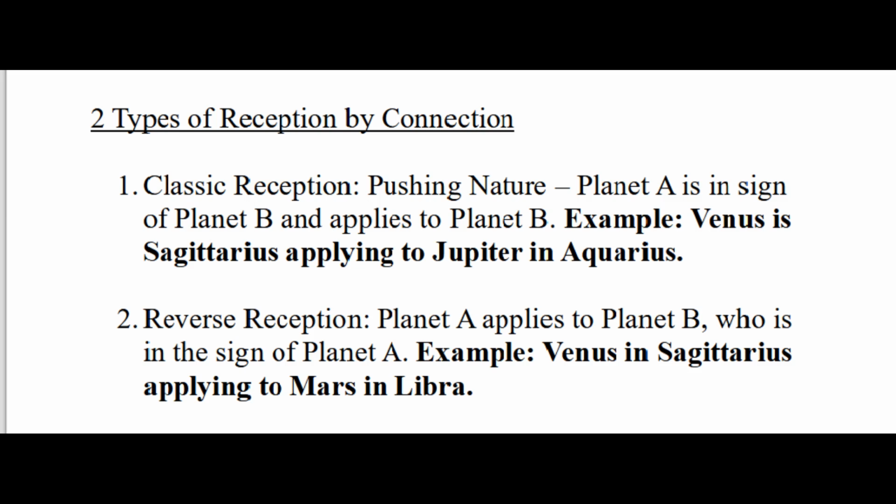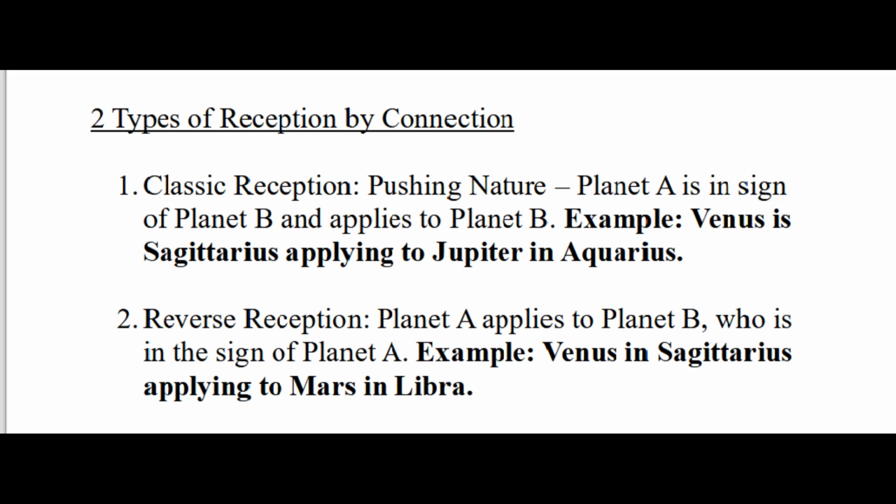planet B. And here you have this other example. Venus is in Sagittarius, applying to Jupiter because Jupiter rules Sagittarius in Aquarius. All right, reverse reception. Now this is just as strong, it's just not the classic reception. This is what I said about this would be a sextile with reception. Planet A applies to planet B, who is in the sign of planet A.